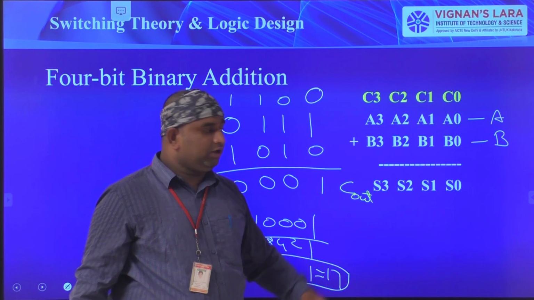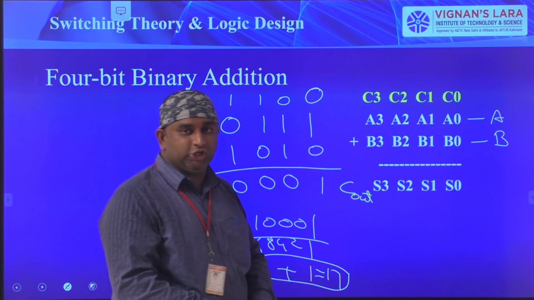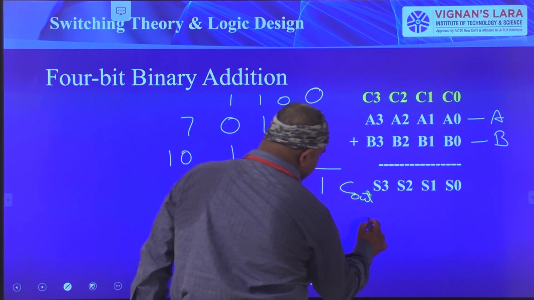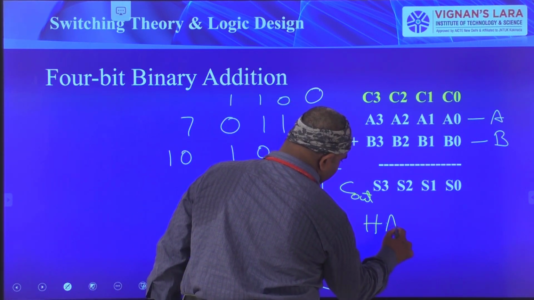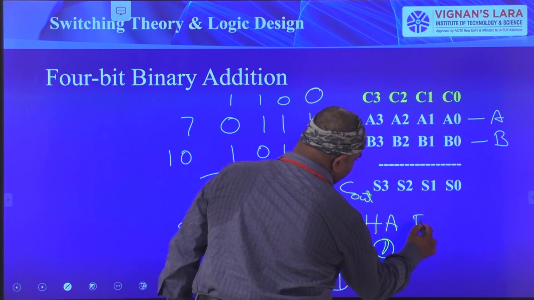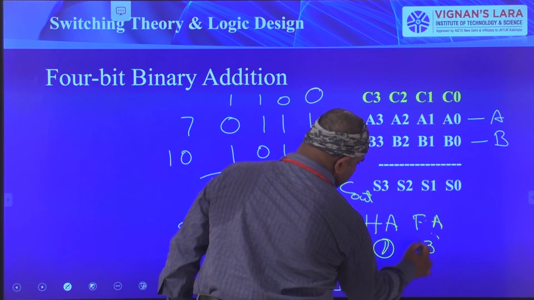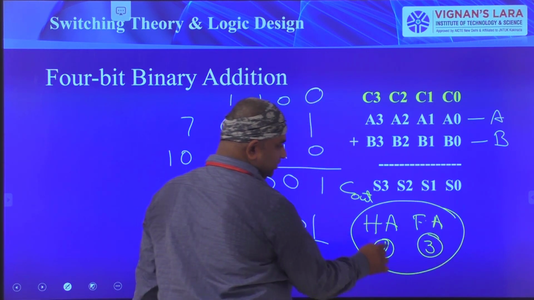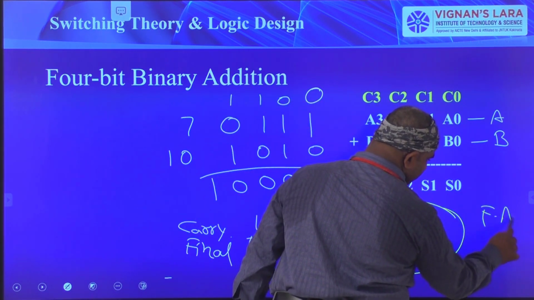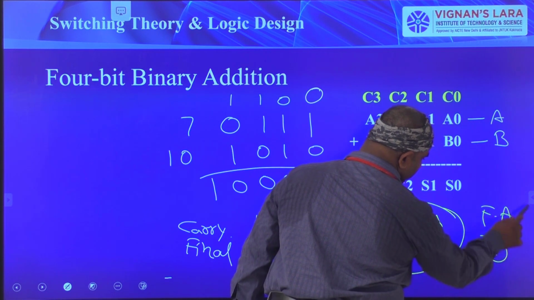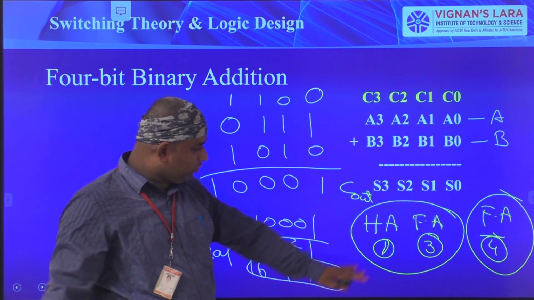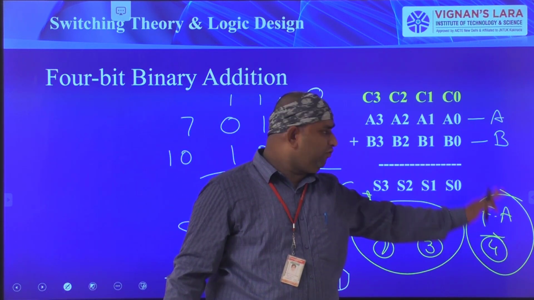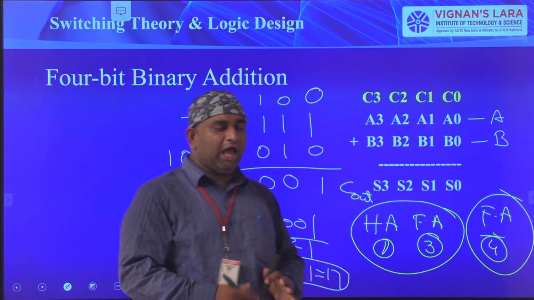For implementing this 4-bit binary addition, how many full adders are required? How many half adders are required? Generally, one half adder and 3 full adders are required. Otherwise, instead of this, I can use this combination, 1 half adder and 3 full adders, or else 4 full adders. I am using 4 full adders.